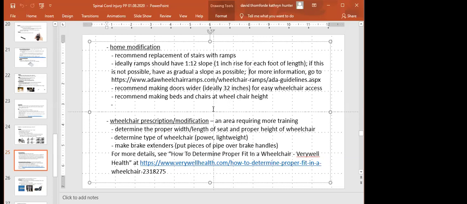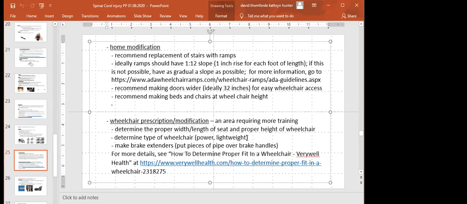For wheelchair prescription or modification, I do remember that those of you who are attending have already been to at least one talk about this later last year. It's also an area, like many of these, where you need to have more study, but basically you're determining the proper width of the body and length of the body to determine the width of the seat and the length of the seat, and also determine the proper height of the wheelchair, depending on the person's body measurements. And you're also determining, if possible, what kind of wheelchair the person needs.